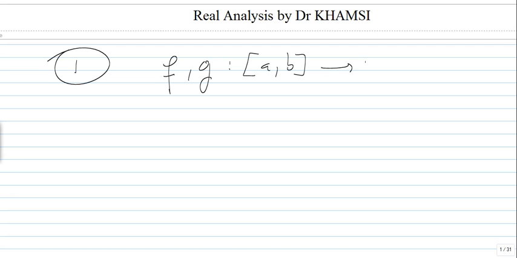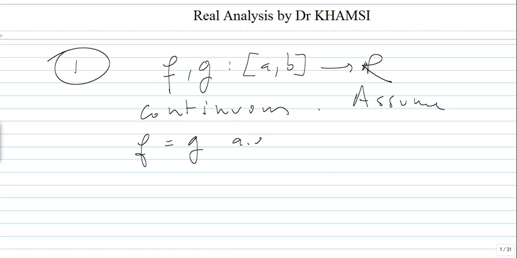Okay? So the first problem, or the first question: we have two functions f and g defined on a closed interval into R, and we're assuming that they are continuous. This is a very important assumption on the entire interval AB. And we assume also that f is equal to g almost everywhere on AB.